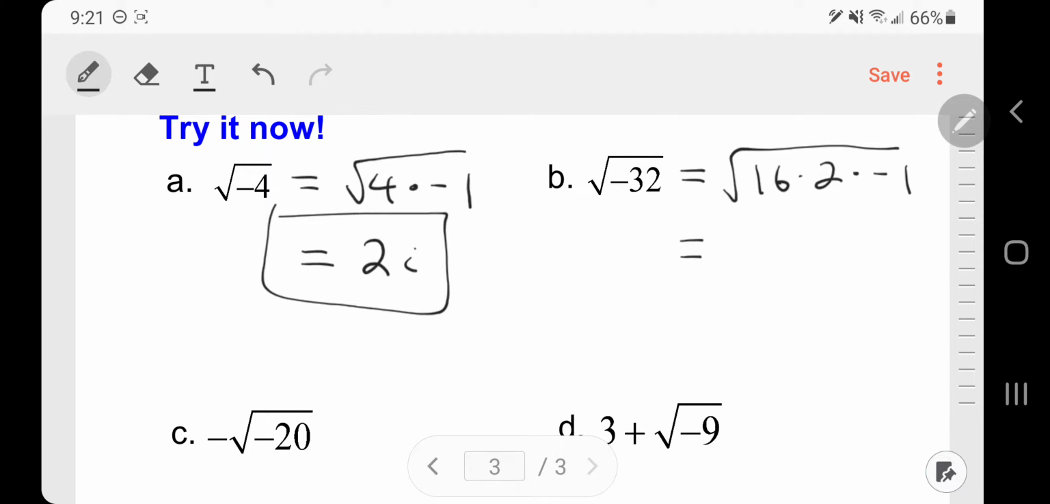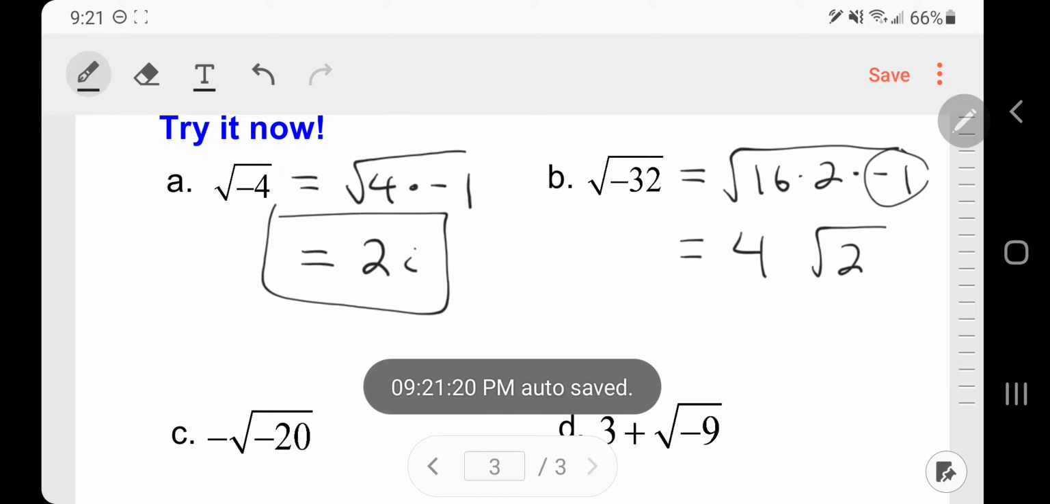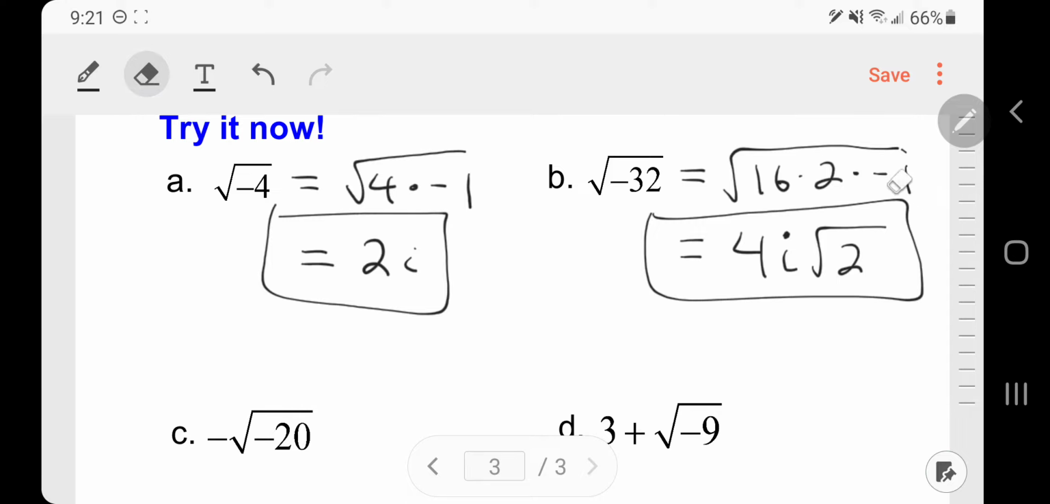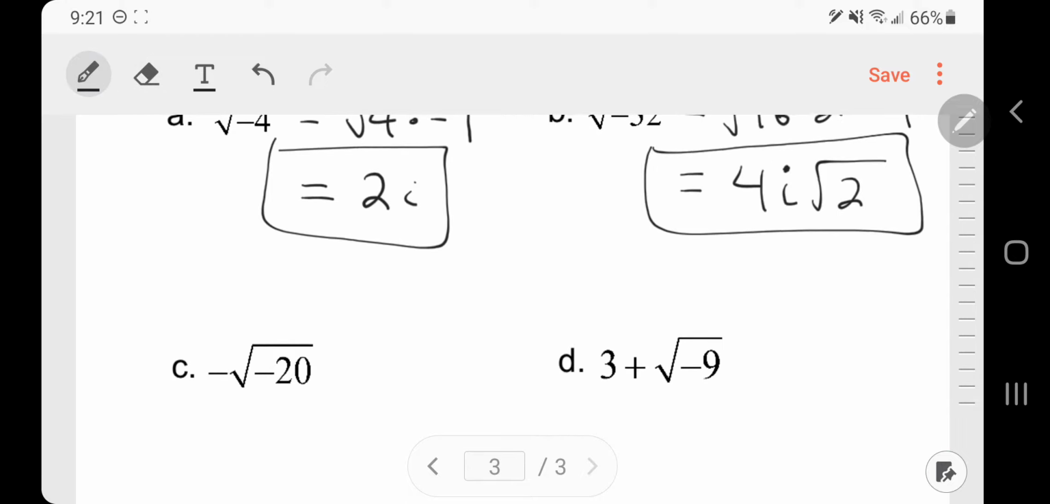So again, let's go piece by piece here. The square root of 16 we know is 4. 2 does not have a square root, so that's going to stay underneath our radical as the square root of 2. And we know the square root of -1 is i, so we're going to go ahead and put an i here. So we have 4i square root of 2, and that would be our final answer for this one. All right, moving on.